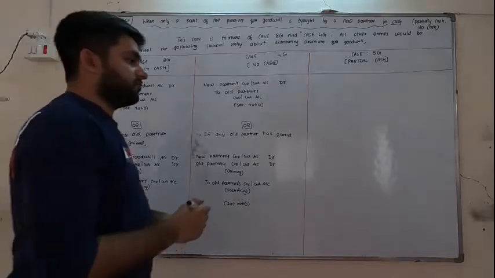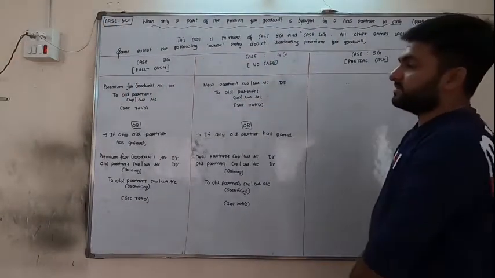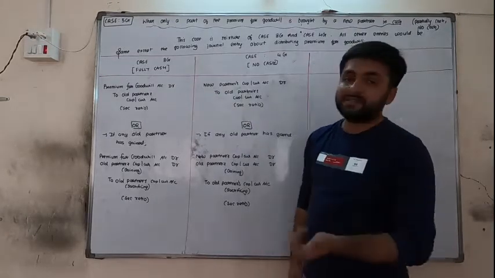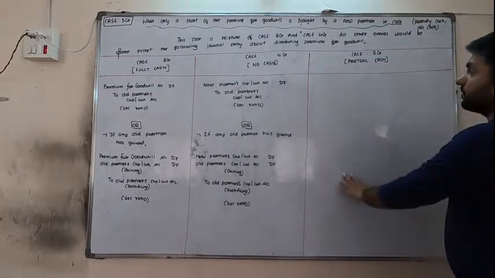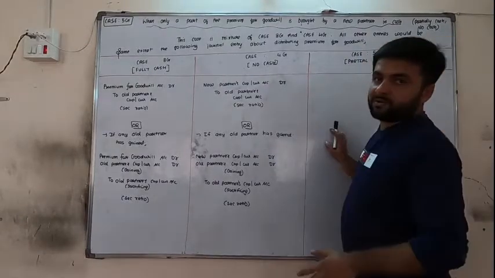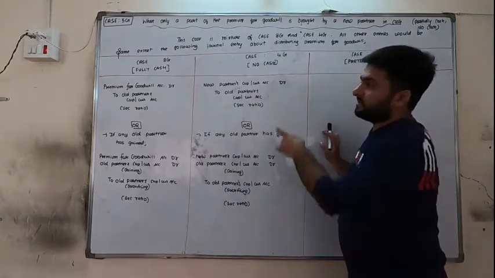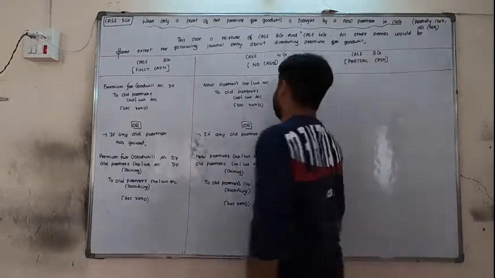Now friends, we want to make the entries here. You can see when the goodwill is brought in cash, then premium to partners. When goodwill is not brought in cash, new partner to old partner. Now when goodwill is brought in partial cash, the amount brought in cash is debited to premium, the amount not brought in cash is debited to new partner, and old partners will be credited.